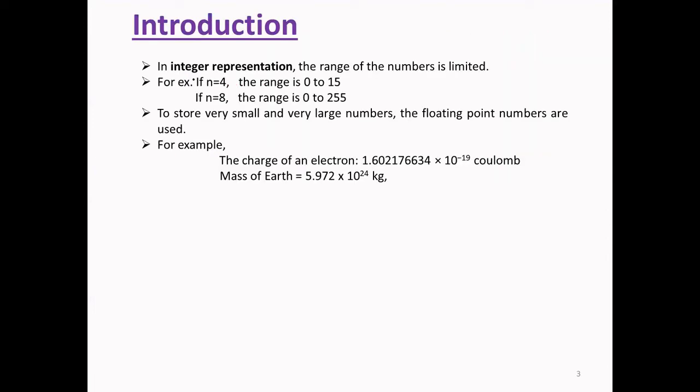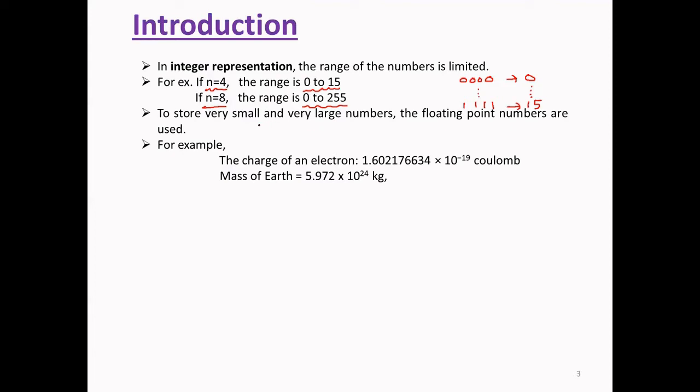See, generally, there is an integer representation. If you take n equal to 4, what is the range? 0 to 15, because all zeros to all ones. That means it is 0 to 15, right? If you take n equal to 8, how many numbers can we represent? That is 0 to 255, 8 bits, all zeros to all ones.